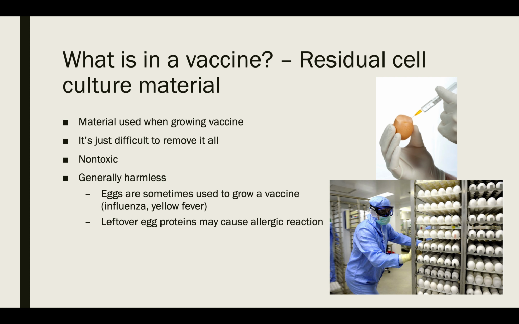So eggs are used to grow vaccines for influenza and yellow fever. So influenza virus is very hard to grow, but it grows well in eggs. So this is what they do. They actually inject a little bit of influenza into an egg, and then they let it grow, and then they go back later and they extract it. I've actually gotten to do this too. It was really fun. It wasn't for a vaccine, it was just for influenza research.